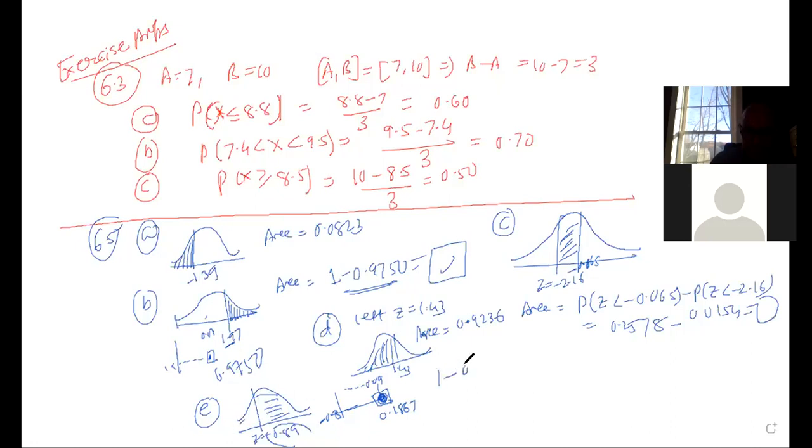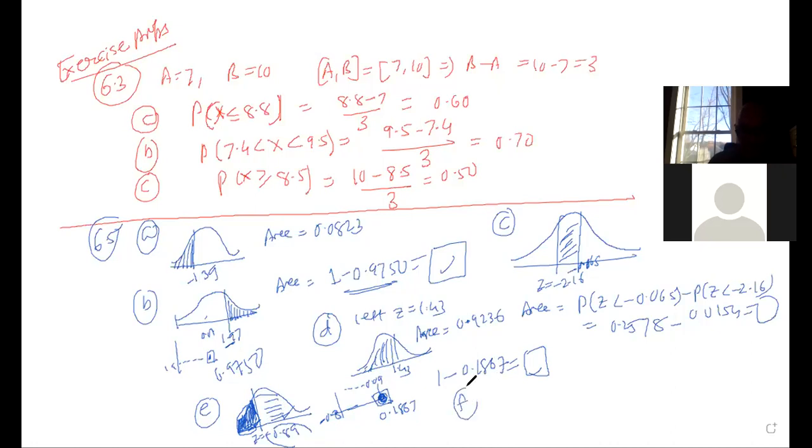You have to subtract this one, because on the right of this one, your total area is 1. So it is 1 minus 0.1867. Please keep in mind that the value we find in the table, 0.1867, corresponds to this area, and we are asked to find this other area. That means total area is 1, so we subtract 1 minus this one, and we get the answer.